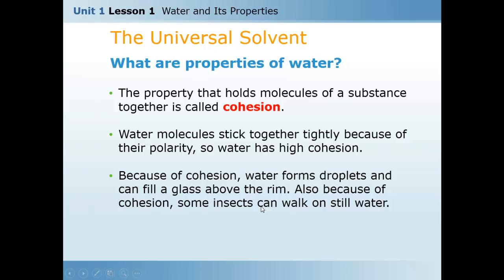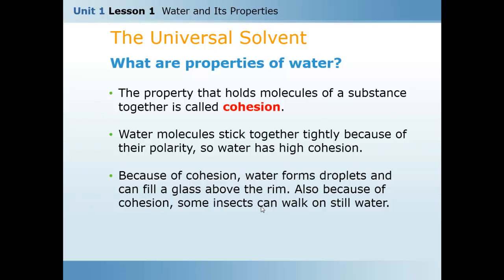What are the properties of water? The first property we will talk about is cohesion. Water molecules stick together because of their polarity. So water has high cohesion because it has high polarity. Because of cohesion, water forms drops and can fill a glass above the rim. Also because of cohesion, some insects can walk on still water.